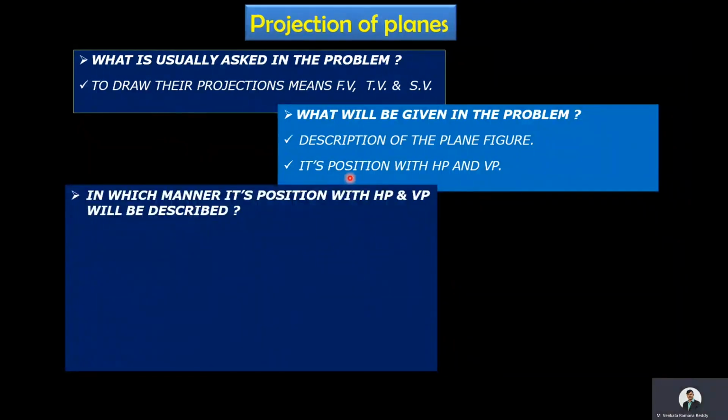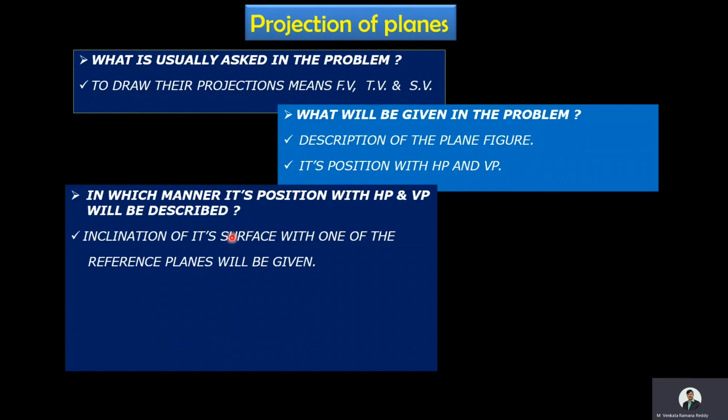In addition to the position of the plane with respect to HP and VP, other extra information is also supplied in the problem. What is that other extra information? The surface inclination with one of the reference planes will be given. That is, the surface of the plane is inclined to HP or the surface of the plane is inclined to VP. This particular inclination information is usually supplied in the problem.